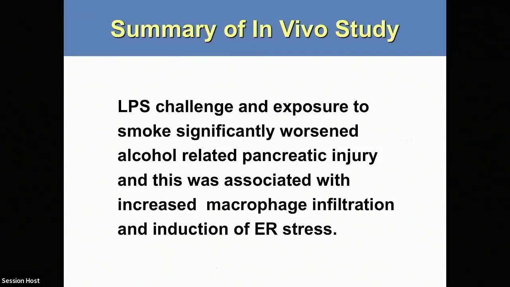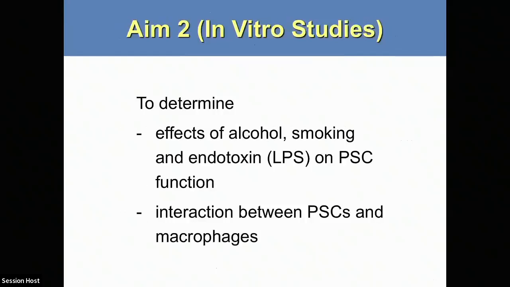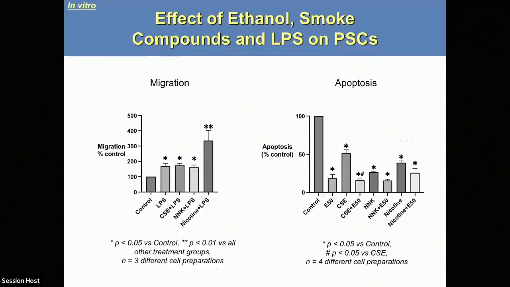So in our animal model, we have found LPS challenge and exposure to cigarette smoke significantly worsened alcohol-related pancreatic injury, and this was associated with increased macrophage infiltration and induction of ER stress. The second aim of our study is to determine the effect of alcohol, smoking, and endotoxin on cultured stellate cell function, as well as interaction between stellate cells and the macrophages. We found that the smoke compounds and LPS significantly increase stellate cell migration, which is also a marker of stellate cell activation. And we also found that cigarette smoke exposure and ethanol significantly reduce the stellate cell apoptosis.